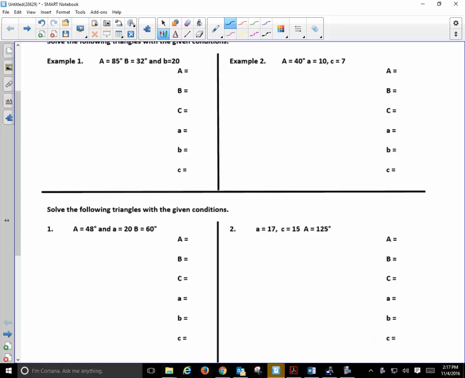Okay, we have this triangle. Angle A is 40 degrees. I have side B, and I have side C. Side A is 10, and side C is 7.